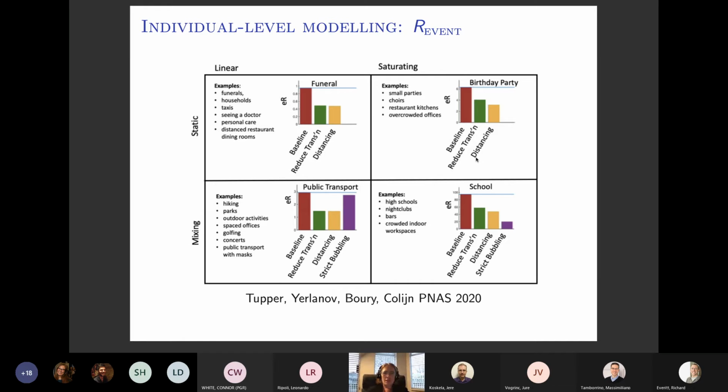And in those places, strict bubbling is by far the best. So if you did want to run a nightclub today, the best thing to do would probably be to set it up into little capsules of 5 people and only let people come and dance in their little capsule with 5 others. Whereas if the transmission rate is not so high, it kind of doesn't matter.